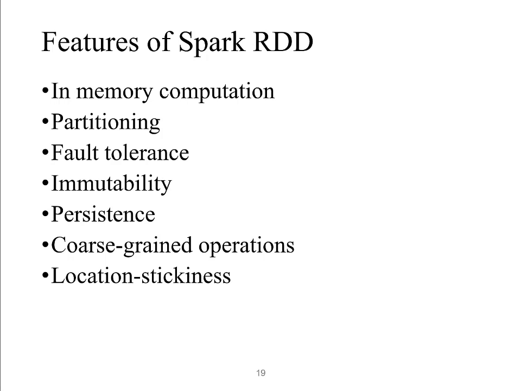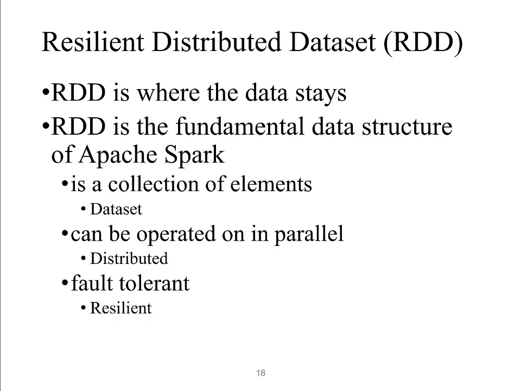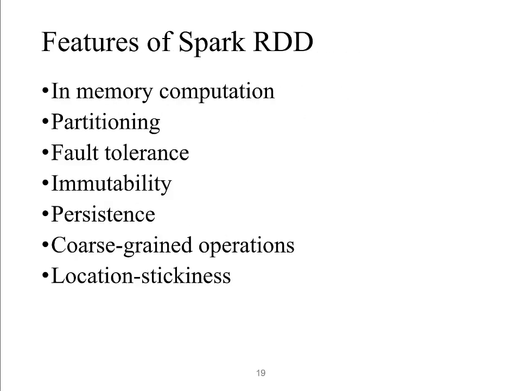Later we will see the DAG scheduler, but for now you can think of it as the cluster manager. It places the partitions in such a way that the task is as close to the data as possible, so it can reduce the time cost of transferring the data and speed up the computation. So yeah, these are the 7 major features of Spark RDD.